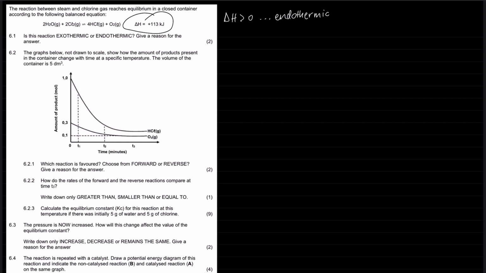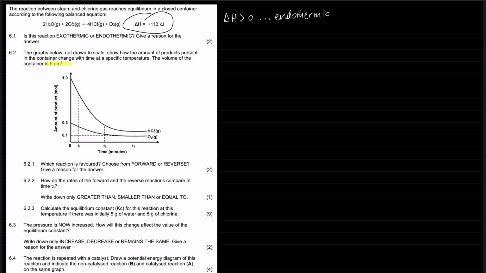Okay, 6.2, the graphs below, not drawn to scale, show how the amount of products in the container change with time at a specific temperature. The volume of the container is 5 dm cubed. Let's highlight that. Which reaction is favored? Choose from forward or reverse. Give a reason for the answer.